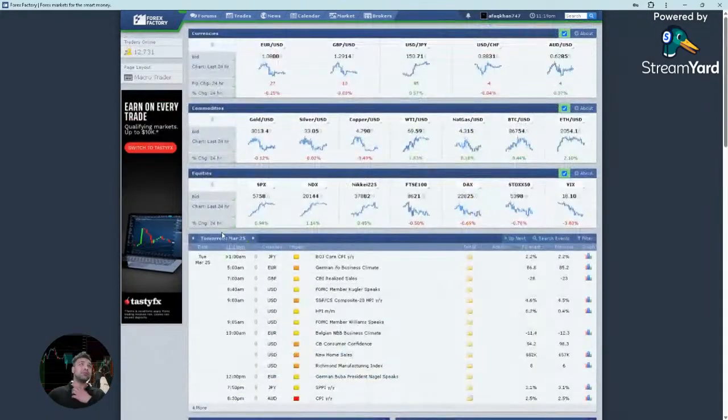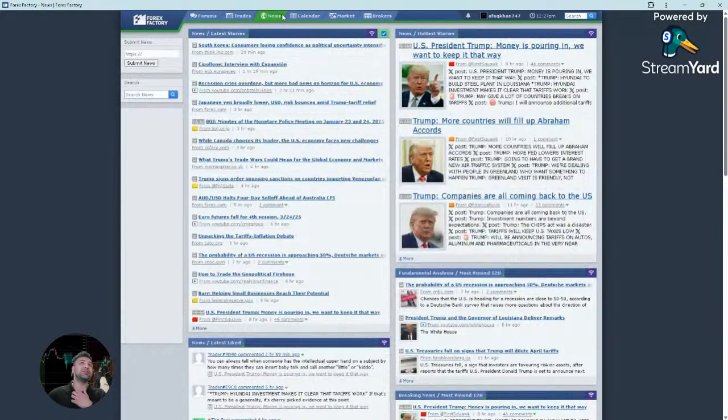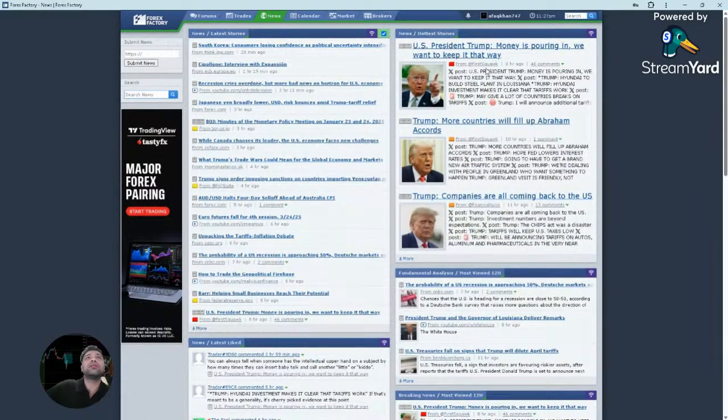So now jumping to the next part, we can see whether there are some hot stories out there. US President Trump says money is pouring in and we want to keep it that way. That's great, that sounds like bullish sentiment out there. We can see that Trump says more countries will join the Abraham Accords. So hope the Fed lowers the interest rates. This is the kind of sentiment that is being created.